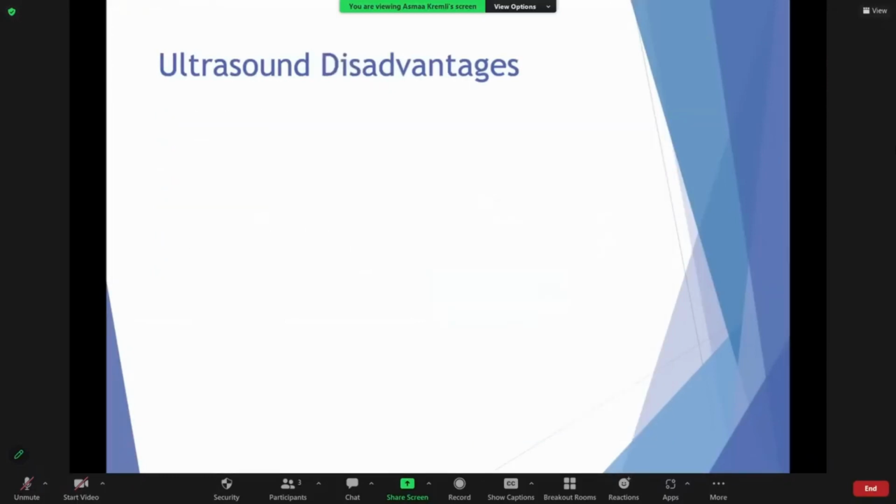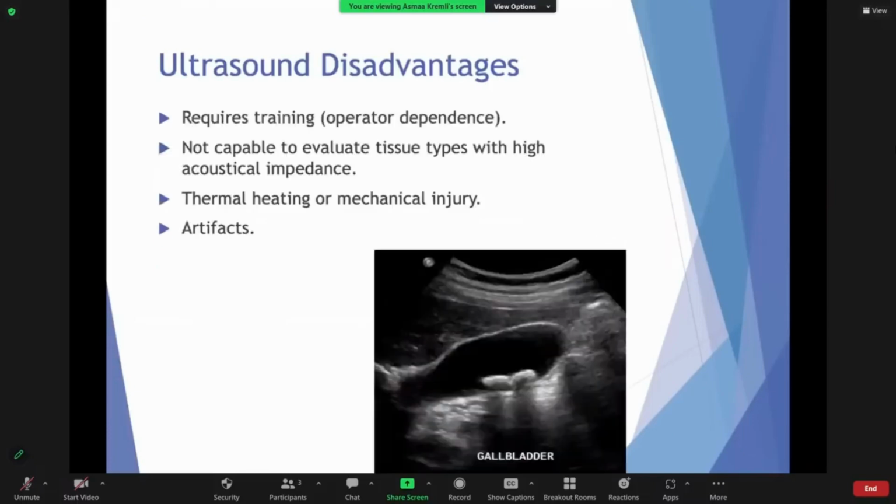So what are the ultrasound disadvantages? First of all, training is required to accurately and efficiently conduct an ultrasound exam, and there is non-uniformity in the quality of examinations. So it is operator dependent.